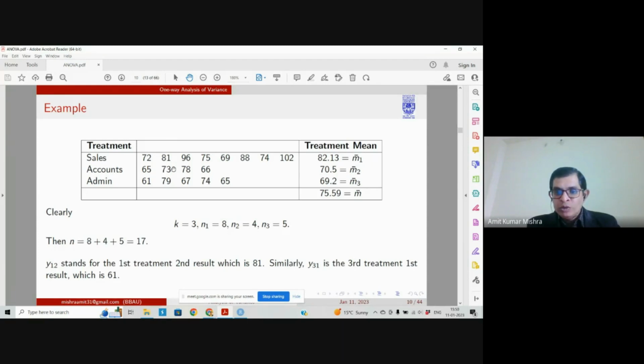Second, in accounts similarly, the variation in the second row, we are also assuming that it is coming from some normal distribution with variance which is unknown, but it is sigma square. So this variation is also governed by sigma square. The variation in the third row is also governed by sigma square. But the variation in the columns of means, whether that is also governed by sigma square or it is because there are different populations, sales, accounts, and admin. You can easily understand this with the help of a graph.